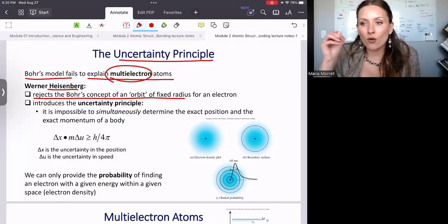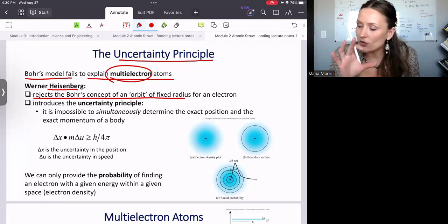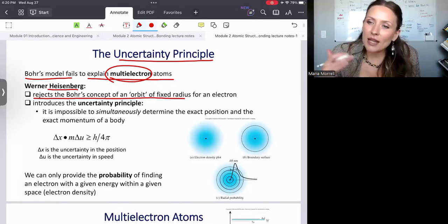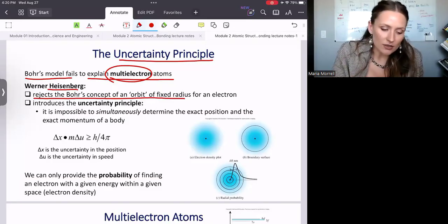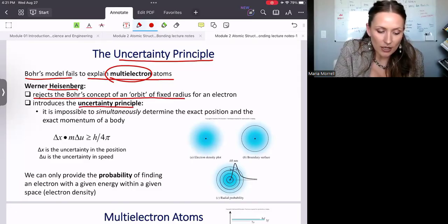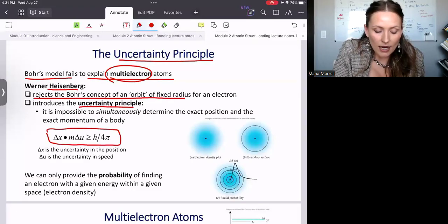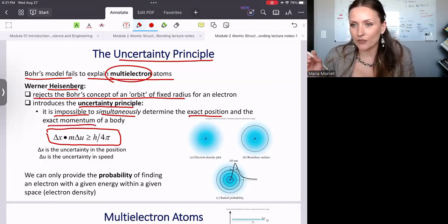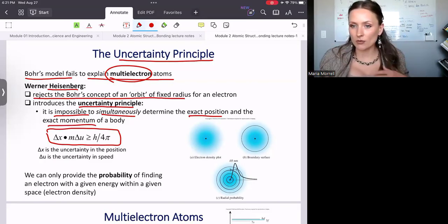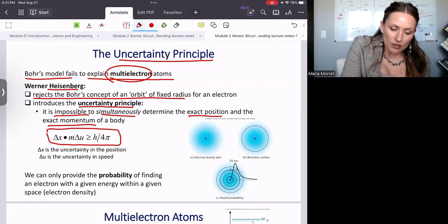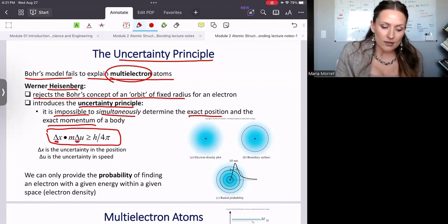He basically says the electron doesn't rotate around an orbit with a fixed radius. It's not like that. There is more to that. And he explains it. I'm not going to dive deep into it, but he introduces the uncertainty principle that looks like this. The idea is that it is impossible to simultaneously determine the exact position and the exact momentum of a body, right? He worked with momentum, but we mean the velocity. And this is your uncertainty in the position and uncertainty in speed.